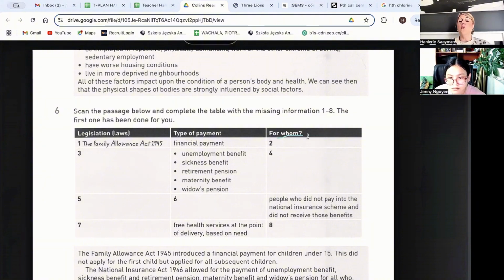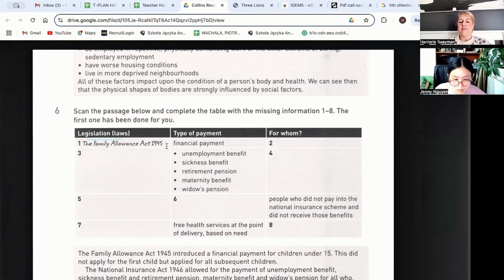Oh, "for whom"? For the people. If you say "for whom", it means which person? People who did not pay into national insurance, or the elderly, or the young ones? That's the whom. And legislation means laws.